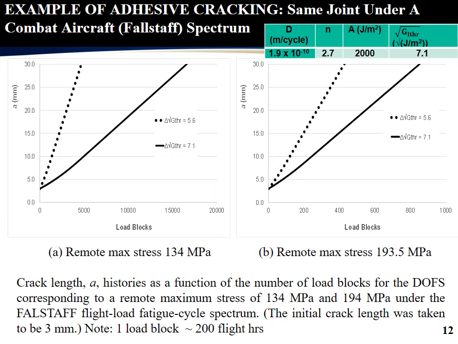The number of flight hours per load block is 200, and we considered the effect of a threshold of 5.6 and 7.1. As you can see, reducing the threshold to 5.6 produces a significant reduction in the number of load blocks to failure.